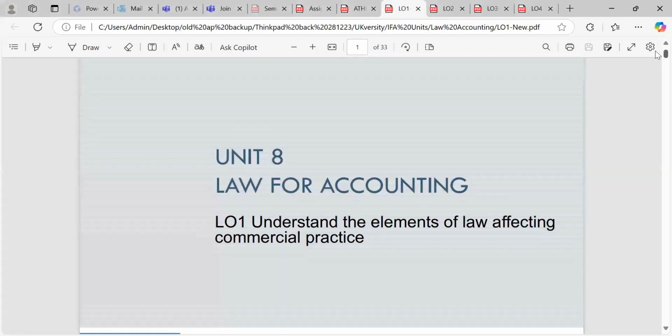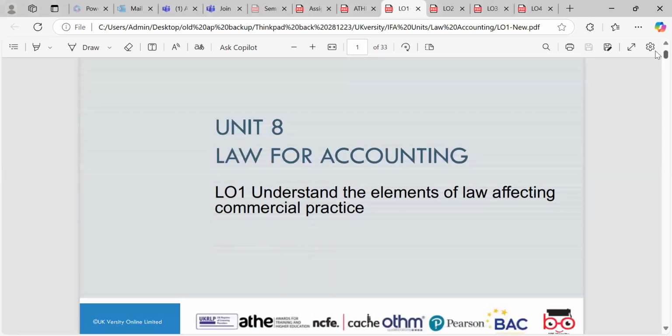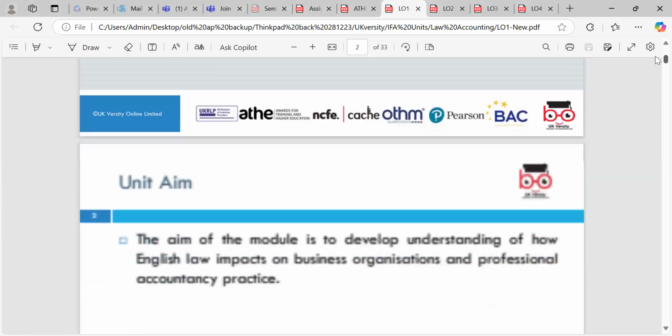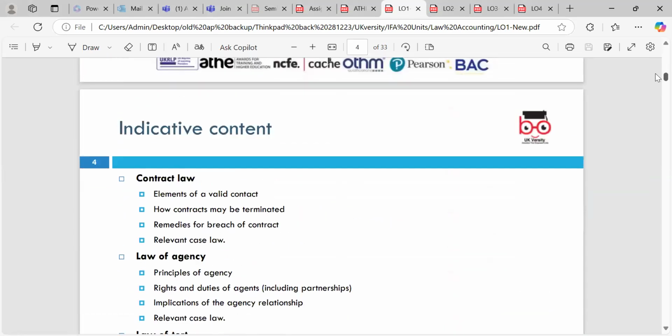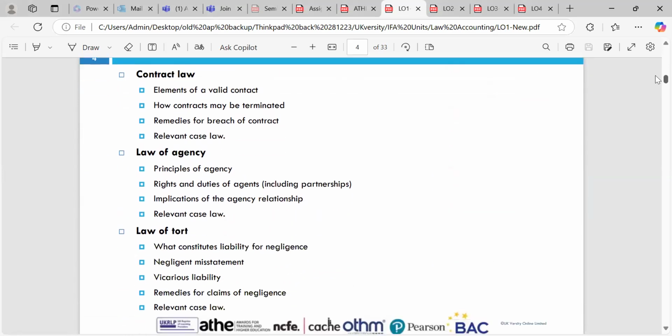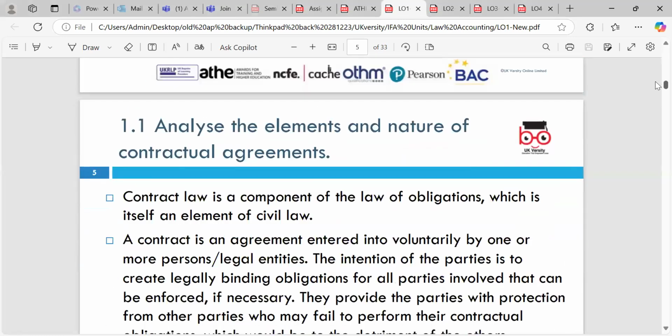Okay, welcome. We'll start. Hope you can see the slide. During our lesson 1, we learned about understanding the elements of law affecting commercial practice. We discussed contract law, the elements of law, the law of agency, agent and principal, and tort law, negligence, and the claim and purpose. That's what we discussed in these lessons.